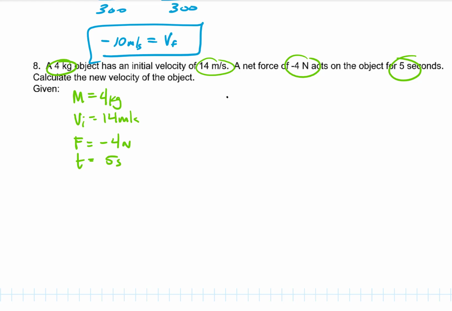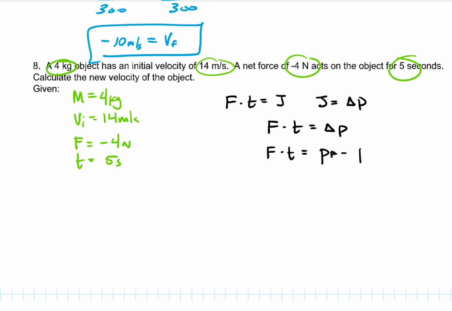So here's how this is going to work. I've got force and time and mass and velocity. So we know that we're dealing with impulse and momentum. So force times time is equal to impulse. Impulse is also equal to the change in momentum. So force times time is equal to the change in momentum. But I know that the change in momentum is final momentum minus initial momentum. So I'm going to substitute that in there. And I know for each momentum, it's mass times velocity. So force times time is mass times final velocity minus mass times initial velocity.